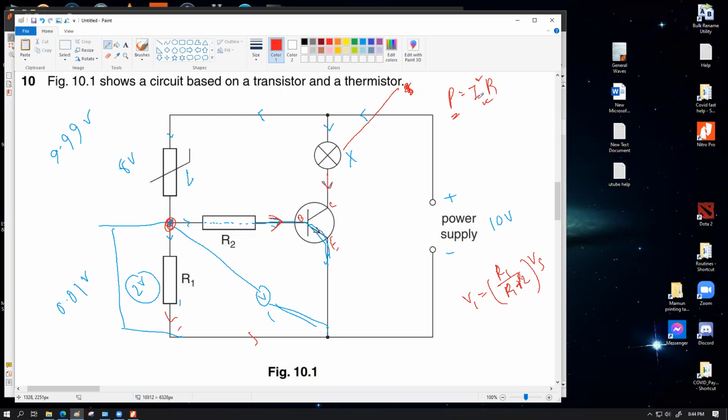Let me give a very simple example. Let's say we buy a regular filament bulb from the shop and try to connect it with a 1.5 volt battery. Would it light up? Normally speaking. Did you get my point?